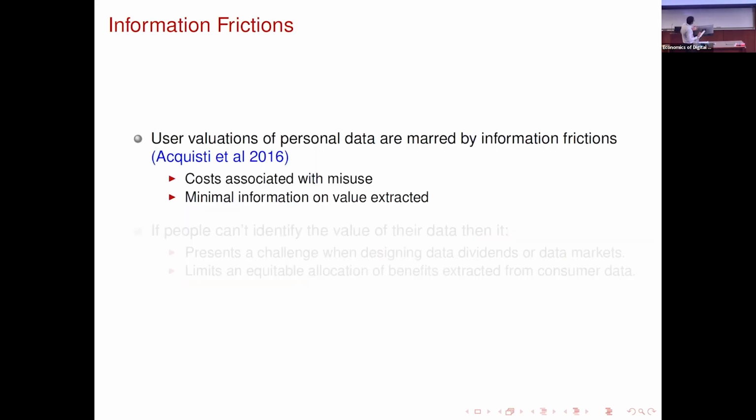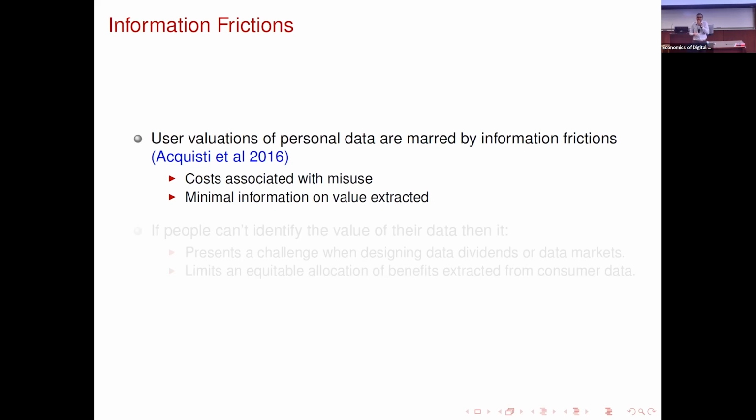So the key challenge with creating any kind of data marketplace or thinking of concepts like data dividends is that oftentimes users are not really aware of how much value they put on their data. It's a very hard question if you ask someone, how much do you value your personal photos which you have shared on Facebook? It's a very tough question to answer because of information asymmetries. So there are two types of information frictions which we explore more in this paper.